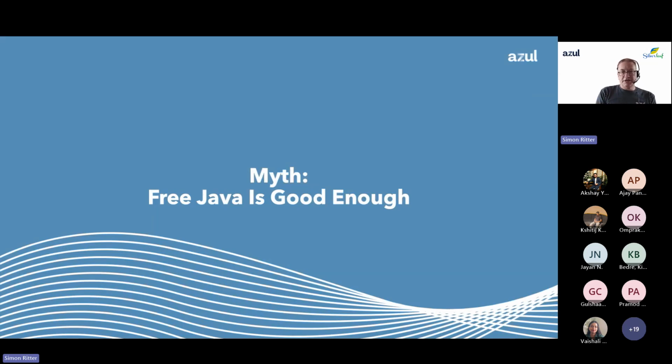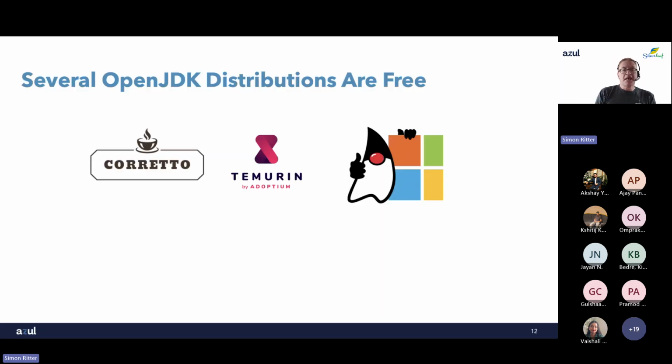Another myth that we see a lot is the myth that free Java is good enough. What about that? Well, as we know, there are several distributions of OpenJDK that are free. You can get Corretto from Amazon, and you can use it for free outside of AWS. You can get Temurin from the Eclipse Foundation, part of the Adoptium project. Same as Corretto, you can get the Microsoft JDK for use outside of the Azure cloud, and you can use that for free. So that sounds very good, not having to pay for Java.